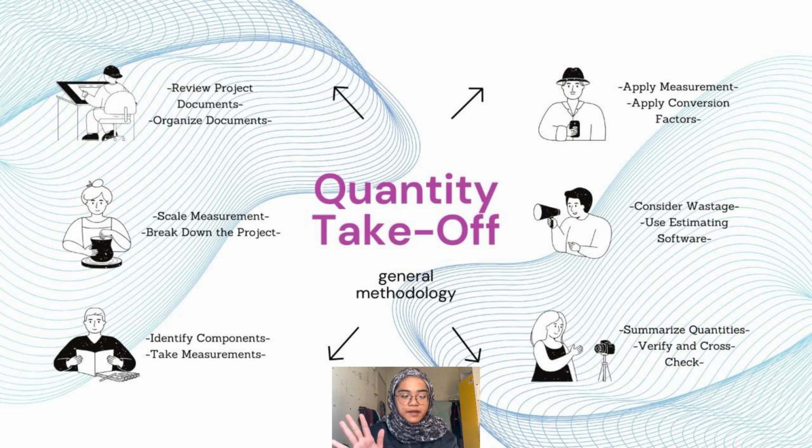There are 12 of them. So first, there's review project document. Second, organize document. Third, scale measurement. Fourth, break down the project. Fifth, identify the component. Sixth, take measurement. Seventh, apply measurement. Eighth, apply conversion factors. Ninth, consider wastage. Tenth, using estimate software. Eleventh, summarize quantities. And twelfth, verify and cross-check.